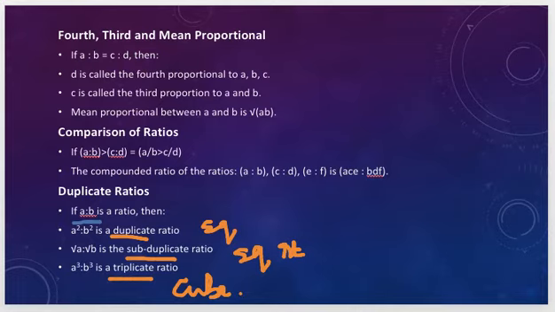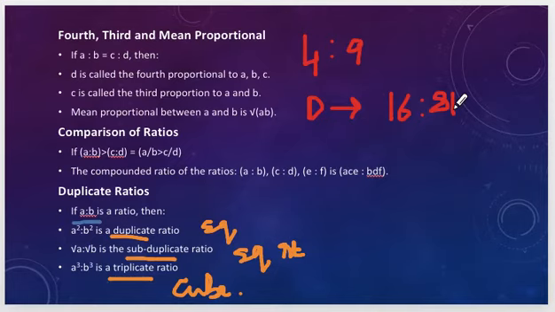Now suppose, let us just assume an example that you have 4 is to 9 as the ratio. Now to find a duplicate ratio, what will be your duplicate ratio? It will be 16 is to 81. That is going to be the duplicate ratio. That is, you are simply squaring whatever values you have.